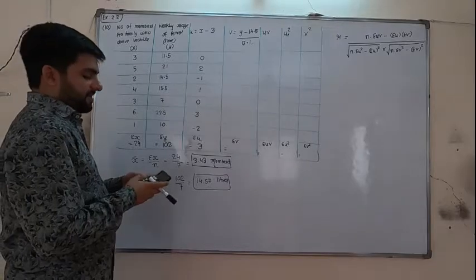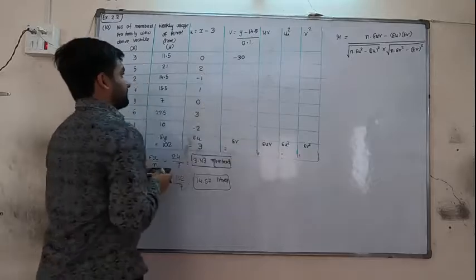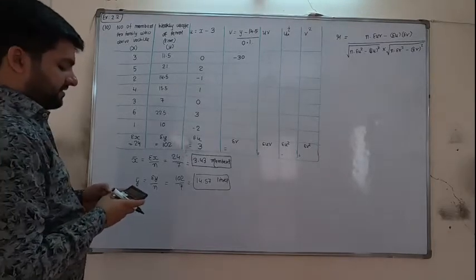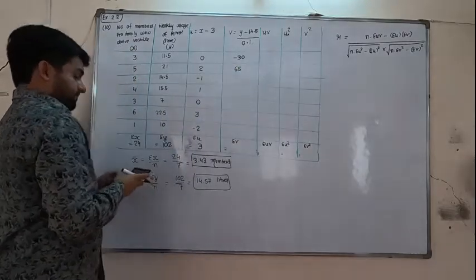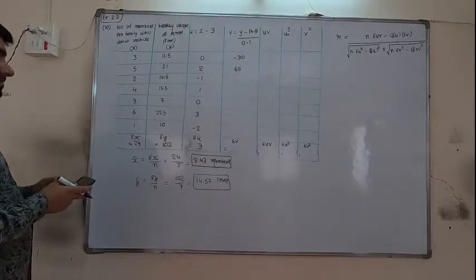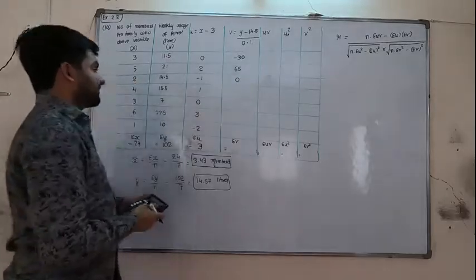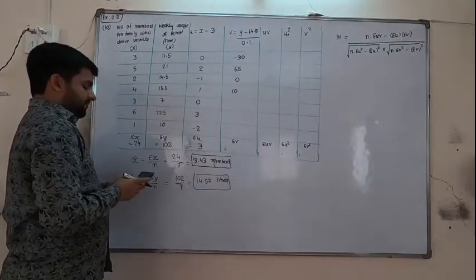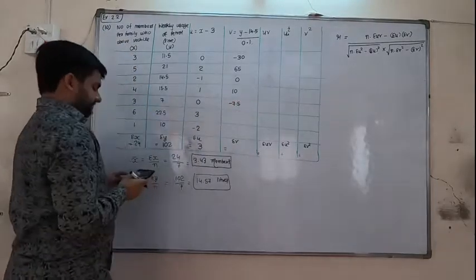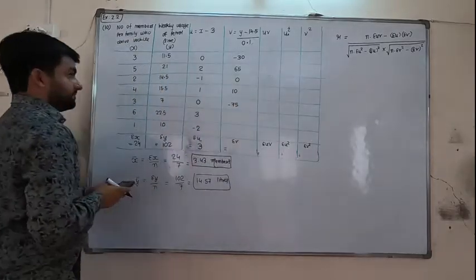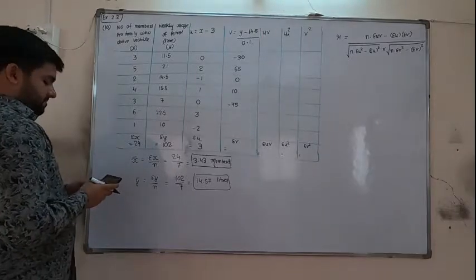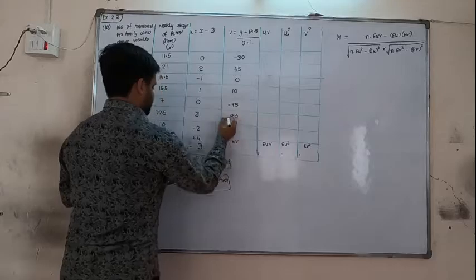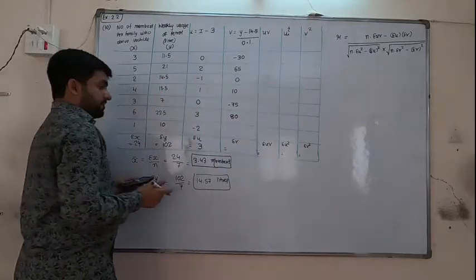11.5 minus 14.5 divided by 0.1 is minus 30. 21 minus 14.5 divided by 0.1 is 65. Then 14.5 will become 0. 15.5 minus 14.5 divided by 0.1 is 10. 7 minus 14.5 divided by 0.1 is minus 75. So there will be no decimal. Now 22.5 minus 14.5 divided by 0.1 is 80. 10 minus 14.5 divided by 0.1 is minus 45.